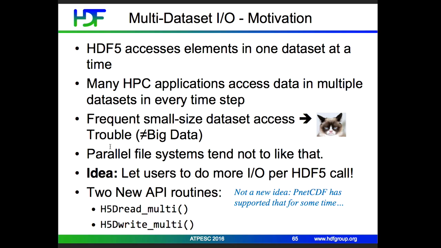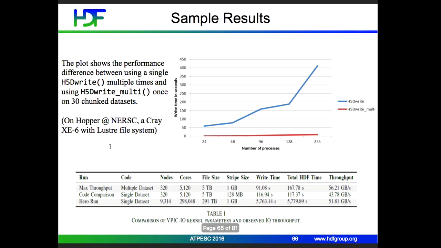And we introduced 2 new APIs; we couldn't do it with just introducing a new property list or something like that. We had to introduce, indeed, 2 new API routines, one called H5Dread_multi and H5Dwrite_multi, where instead of providing just a name and one dataset, you provide an array of names and an array of buffers for the datasets that you want to write. Here are some sample results, not surprising. It can have a quite dramatic effect.